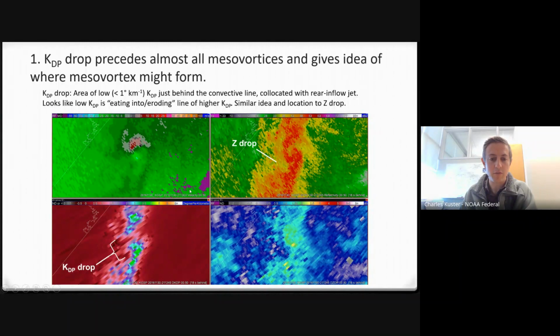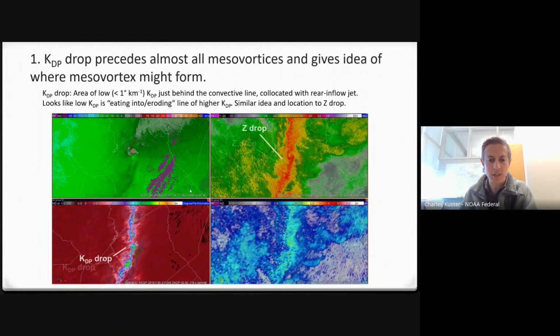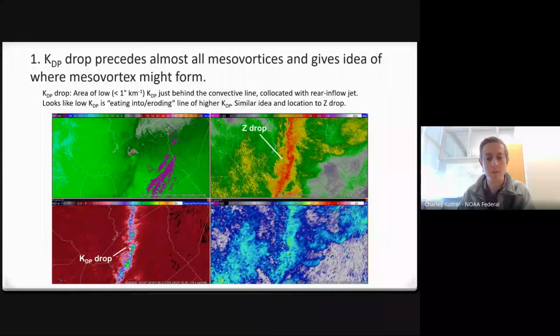And then if we zoom out, same example, just to give some perspective. These white lines are counties, and so there's just a really small signature right there in the middle. So these can take on lots of different shapes and sizes, just like some of the reflectivity features in the mesovortex warning system.